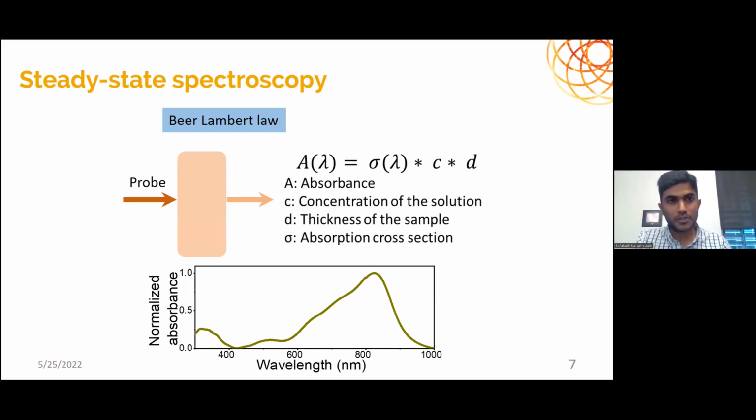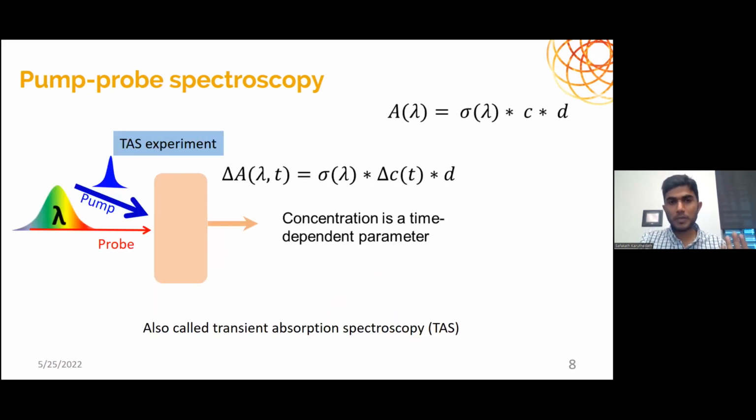Before that, I want to show you steady state spectroscopy. It basically measures the molecules' absorption in the ground state. But in transient absorption spectroscopy, also called pump probe spectroscopy, we measure the absorption of excited state species instead of ground states. That's why we call it pump probe spectroscopy: we pump with light and excite the ground state to an excited state, then send a white light to probe the excited state. These excited states are transient species, and that's why this is also called transient absorption spectroscopy.